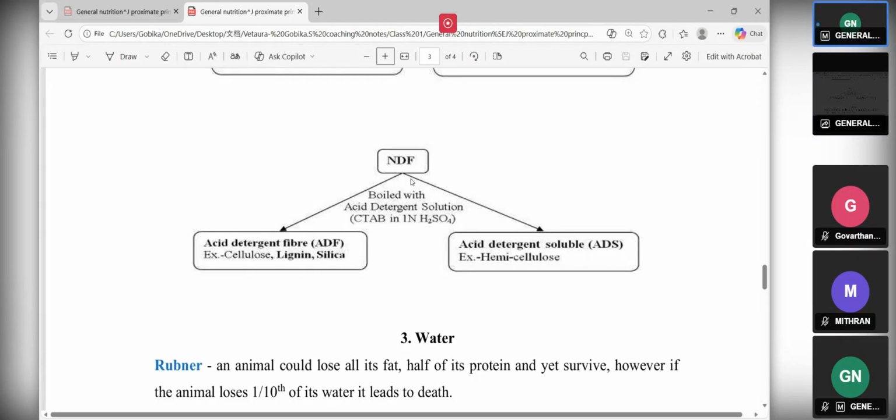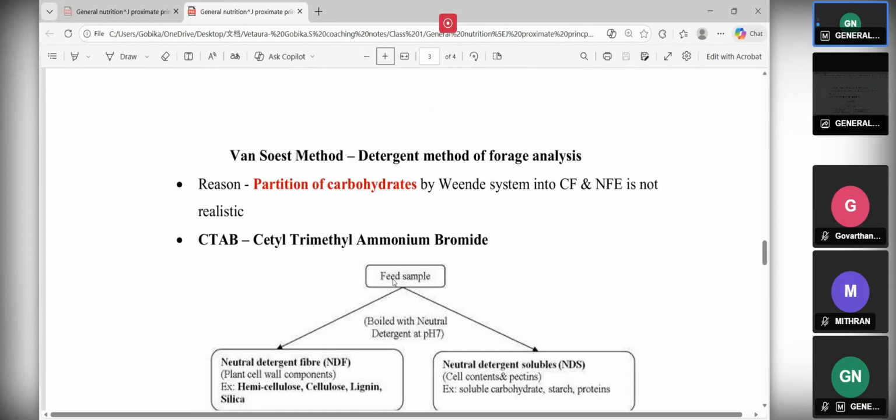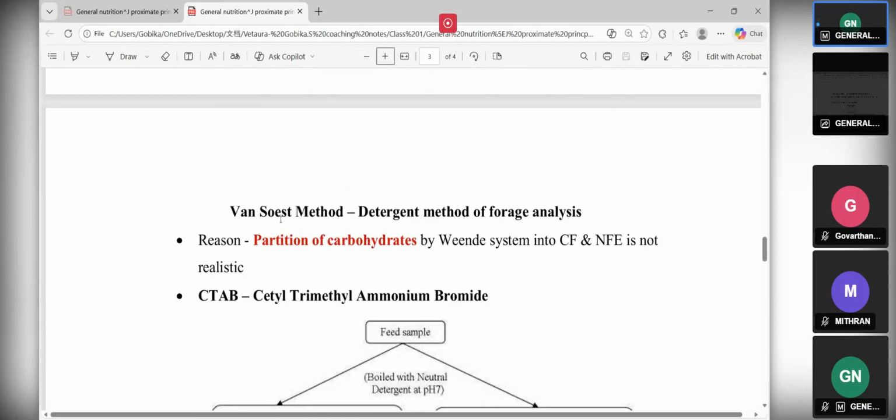So we should know that in the Van Soest method these four will be most important. NDF: cellulose, hemicellulose, lignin, and silica. NDS: soluble carbohydrate, starch, protein. ADF: comprised of cellulose, lignin, and silica. Acid detergent solubles: comprised of hemicellulose. You should remember these four, and also the CTAB abbreviation, cetyl trimethyl ammonium bromide, and where the name comes from, the Van Soest method. That is the scientist's name, Van Soest. So they named this detergent method the Van Soest method, and it is mainly specified for partitioning of carbohydrates.